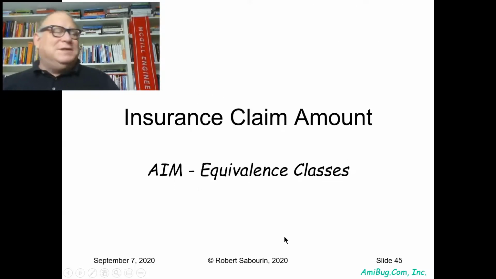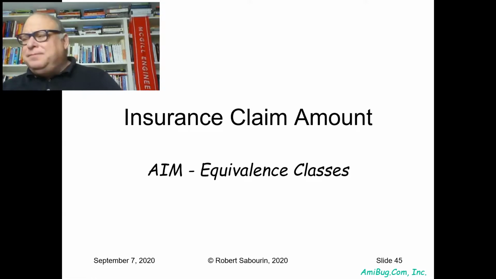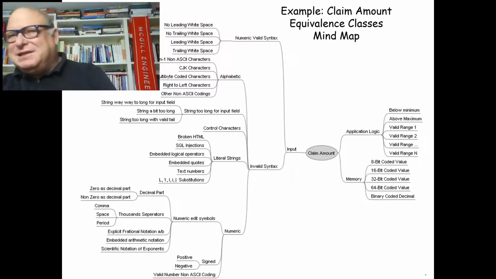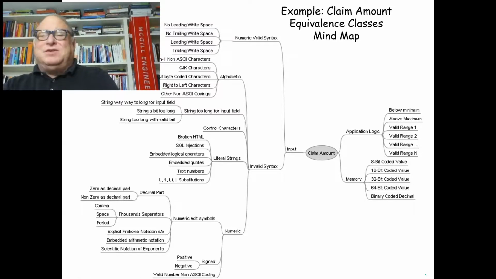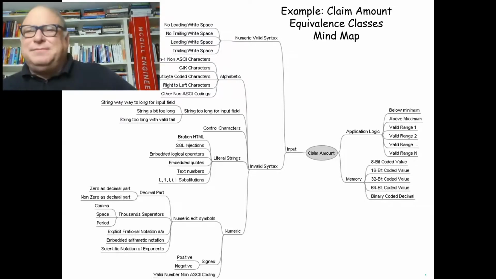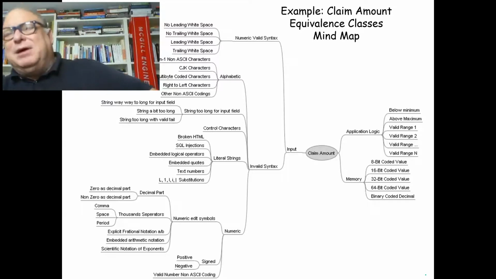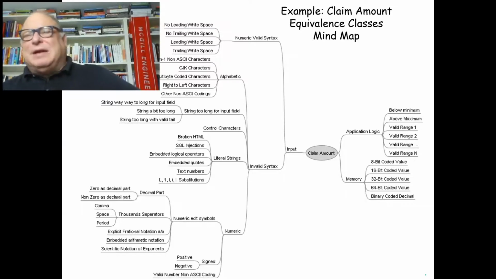Now, here's another example of an equivalence partition for an insurance application. So this is basically a claim amount. The insurance application is processed on many systems. The claim amount is just a dollar amount of a claim. And this is a generic analysis. It's a very deep analysis on the input side, but it's just looking at business rules for application logic.